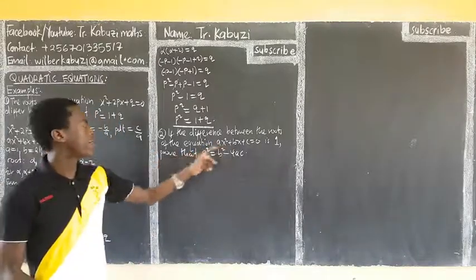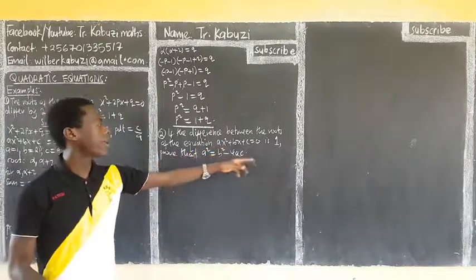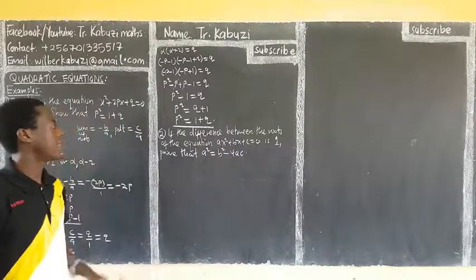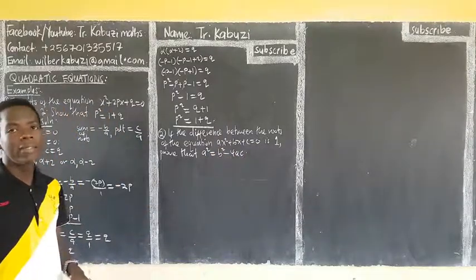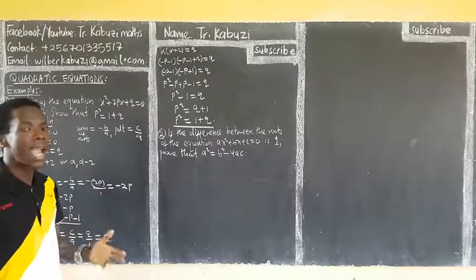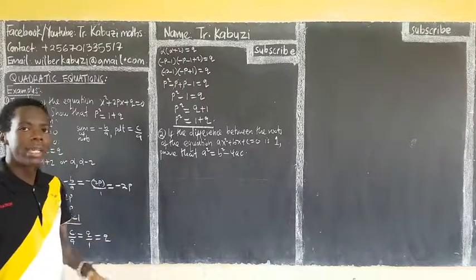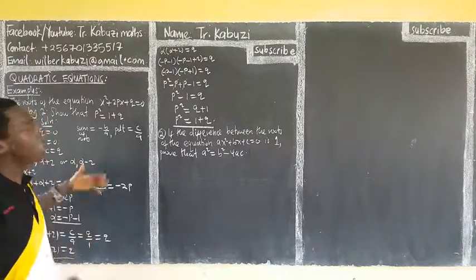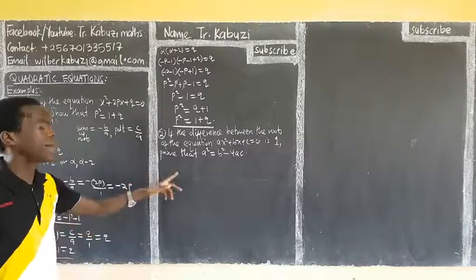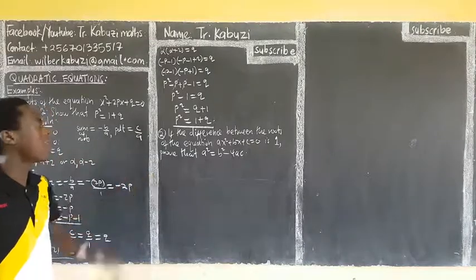If the difference between the roots of this equation, ax squared plus bx plus c, is 1, prove that a squared is equal to b squared minus 4ac. Now we are talking about the difference. Still the same idea. When you subtract those two, the difference should be 1. Here they told us divide by 2. It's the same idea but different language.